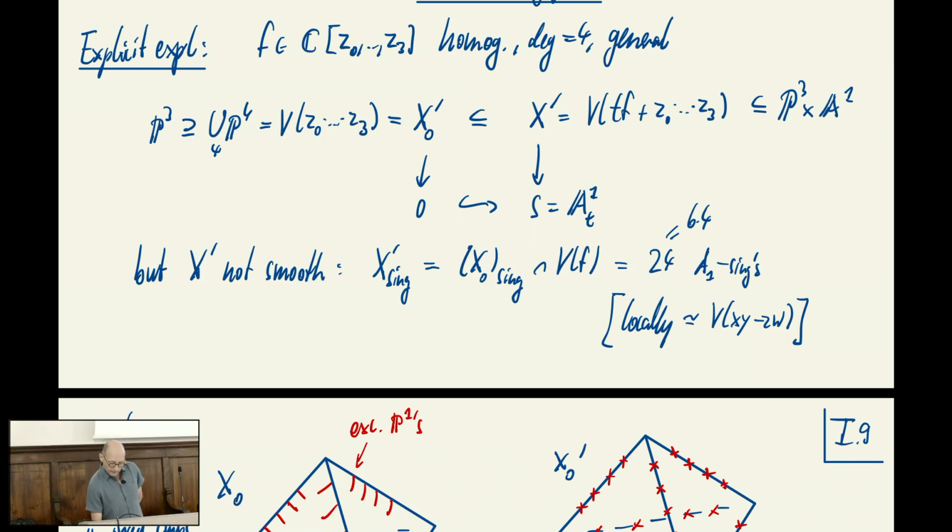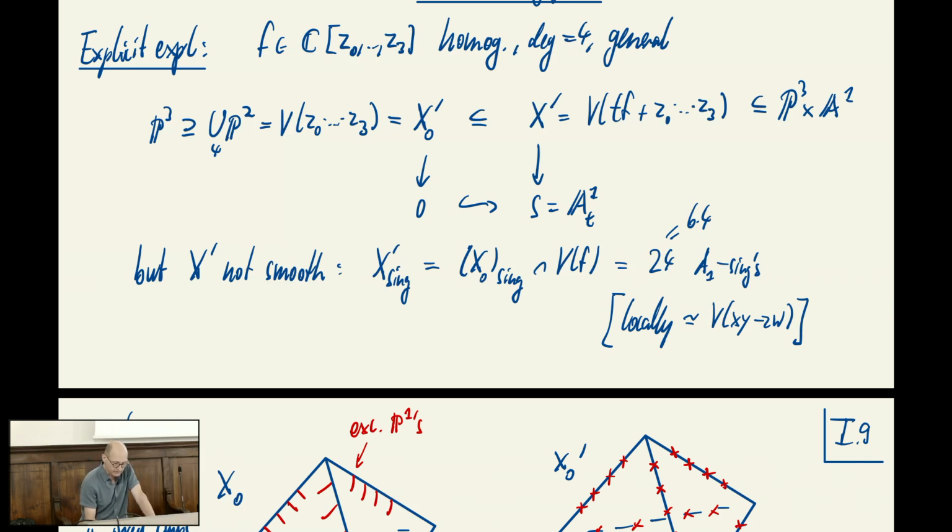And the central fiber, so you take t equals 0, you just get the union of hyperplanes. Sorry, what is that? That should be P2, obviously. Okay, so now we have a union of hyperplanes, just a union of coordinate hyperplanes, so that forms a tetrahedron-shaped union of hyperplanes. And that's almost a normal crossings degeneration, not quite.